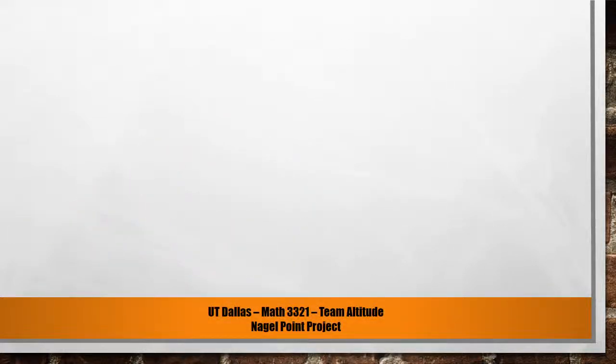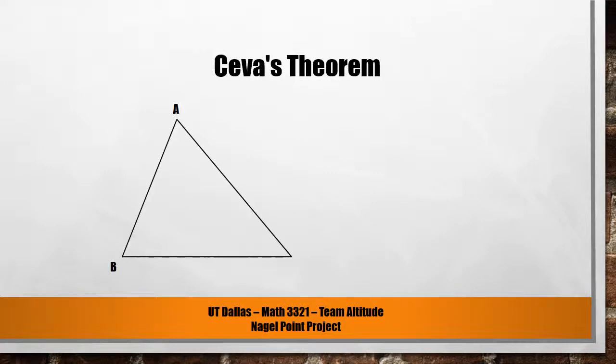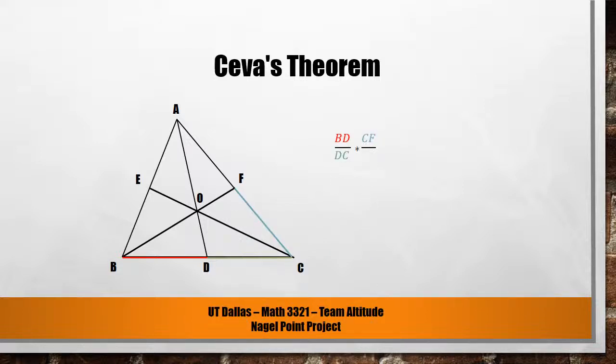Hi, my name is Looning. Today I'd like to talk about Ceva's theorem. In a given triangle ABC, AD, CE, BF are the lines connecting the vertices to the opposite sides of the triangle. If they are concurrent at a common point O, then BD divided by DC times CF divided by AF times AE divided by BE equals 1.